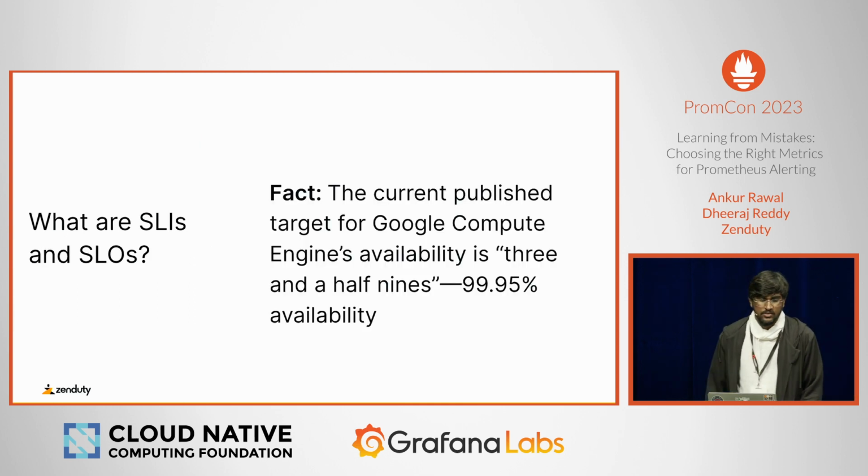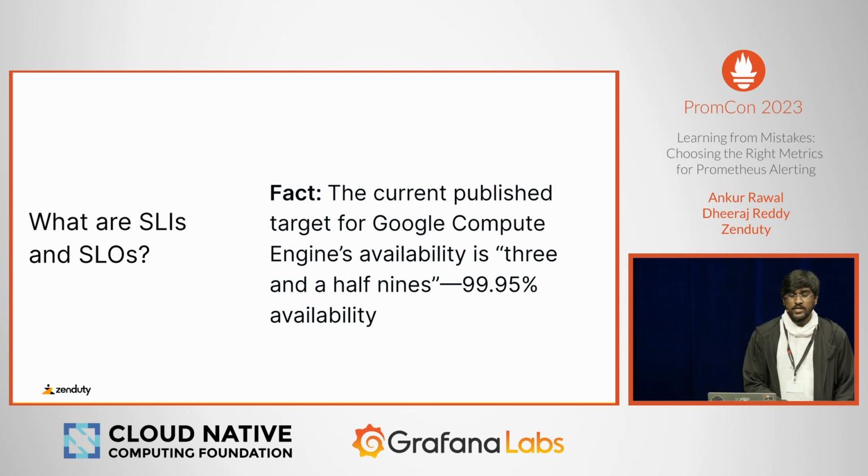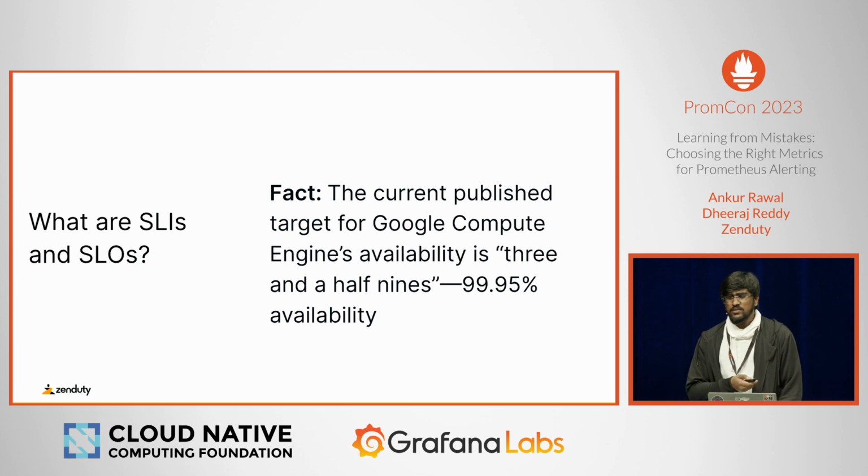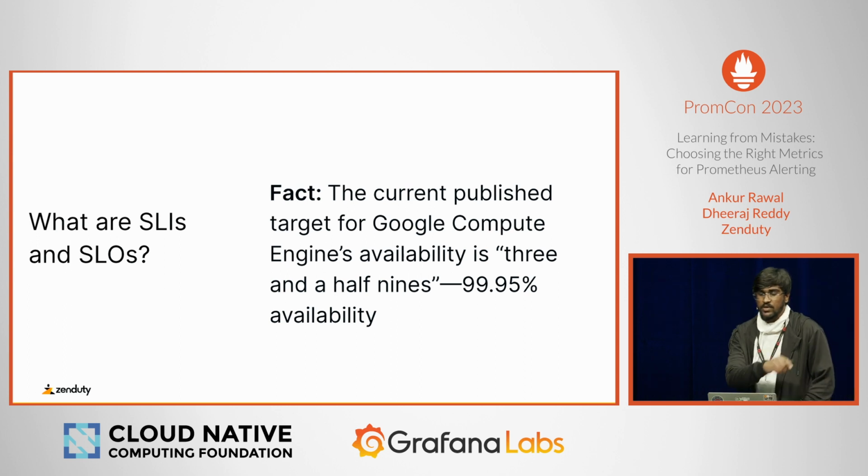Another slide. Fun fact: Google Compute says their SLA is 99.5%. So it means Google Compute can go down for 4 hours 20 minutes. So if you have some bad alert configured, that might become pretty chaotic.